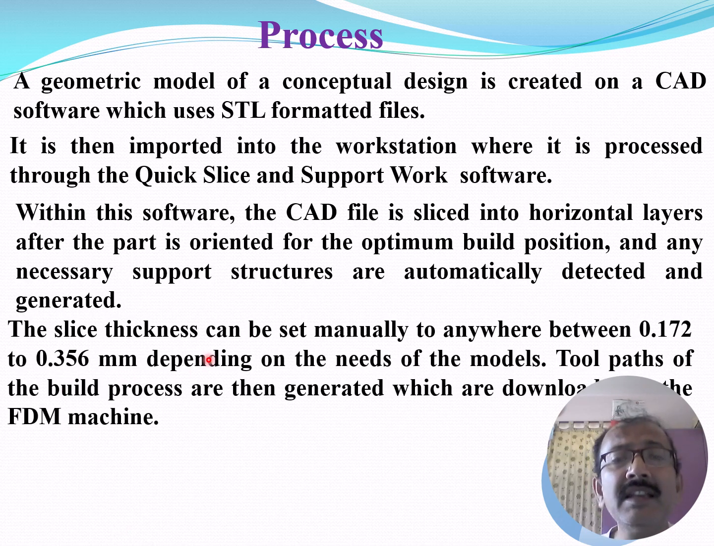The slice thickness can be set manually to anywhere between 0.172 to 0.356 millimeter depending on the needs of the model. Tool paths of the build process are then generated, which are downloaded to the FDM machine.